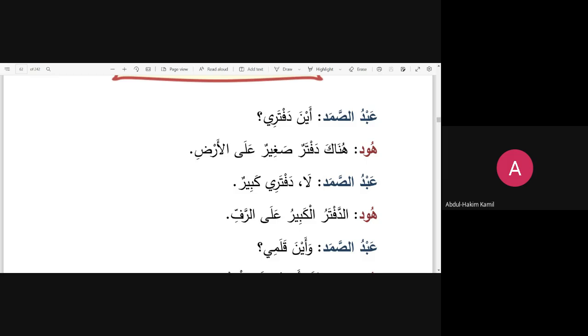Now let's see where we're at. Hunaka daftarun saghirun alal ard. There is a small notebook on the ground. La, daftari kabirun. My notebook is big. Daftari, is that ma'rifa or nakira? Ma'rifa. Kabirun, is that ma'rifa or nakira? That's how a sentence is in Arabic. You have to come with ma'rifa and you have to come with nakira.